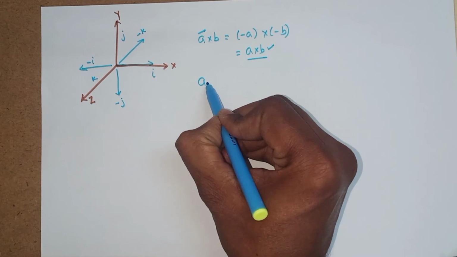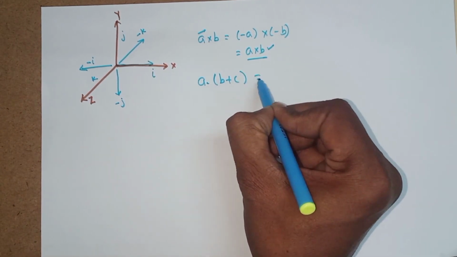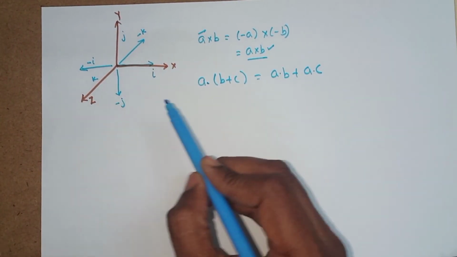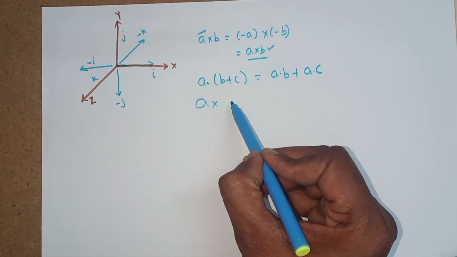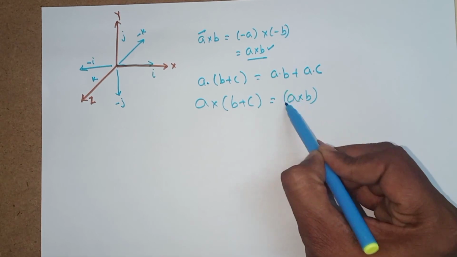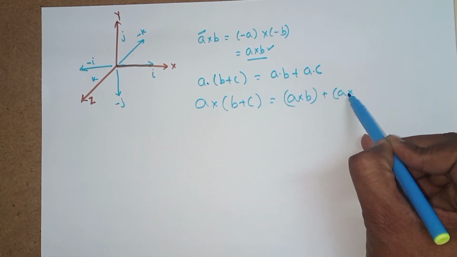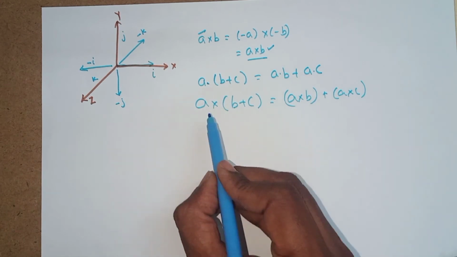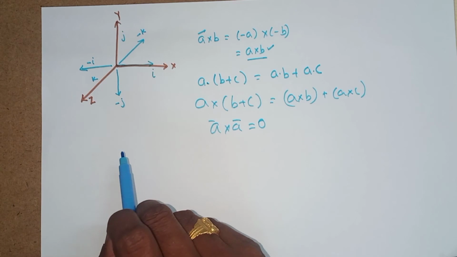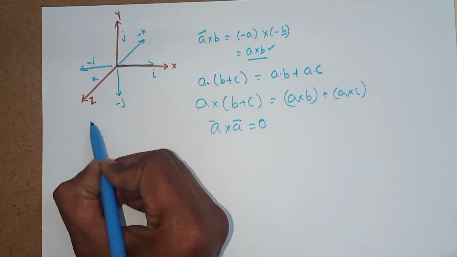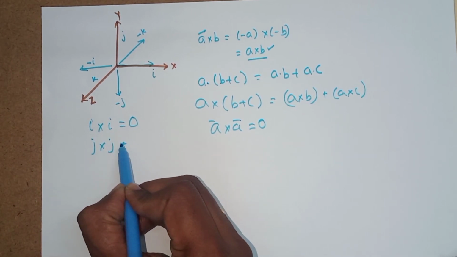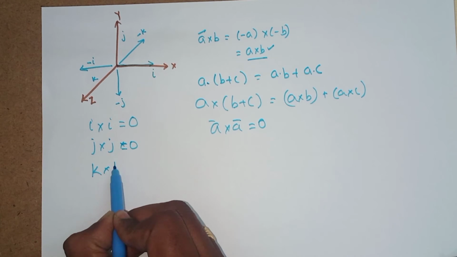A dot (B plus C), in the previous chapter you learned, is A dot B plus A dot C. Here A cross (B plus C) is A cross B plus A cross C. Similarly, A cross A vector is simply 0. Similarly here, i cross i is 0, j cross j is 0, k cross k is 0.